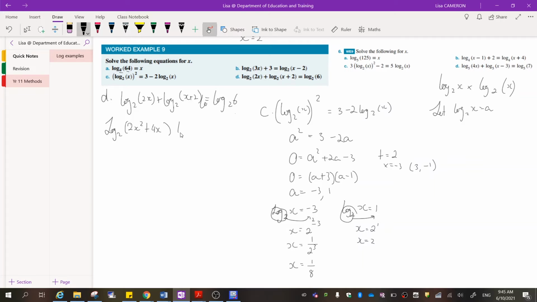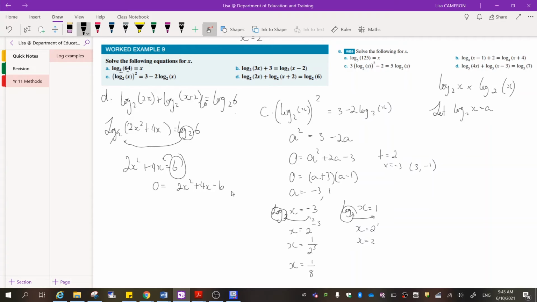Next thing I'm going to do, on the other side, we've got log 2 6, so it's equal to that. Now, if I take this to the other side, it's going to knock that one out. So I'll be left with 2x squared plus 4x equals 6. Take this over here so it equals 0, and I'll have 2x squared plus 4x minus 6.